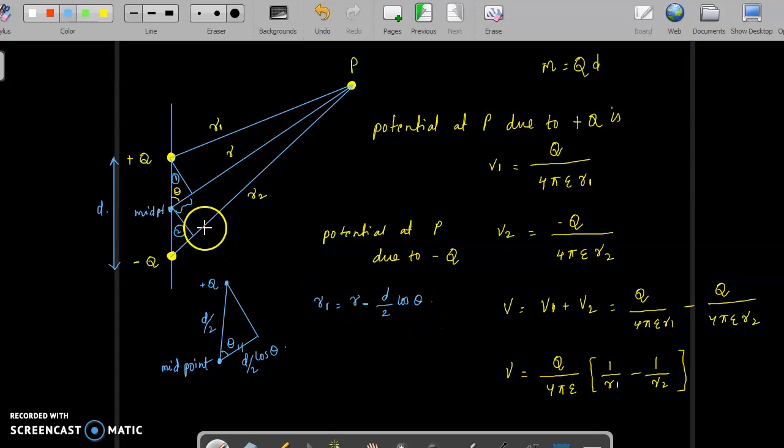Similarly, we can write down r2. So r2 is equal to r1 plus this distance. So this triangle 2 is the same as triangle 1. So this distance is also the same, d by 2 cos theta. So r2 we can write down as, from P to the midpoint, that is r, plus from there to minus Q, that is d by 2 cos theta.